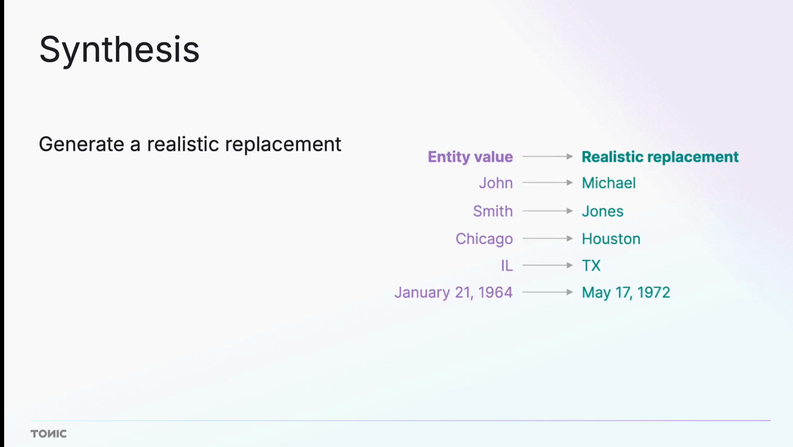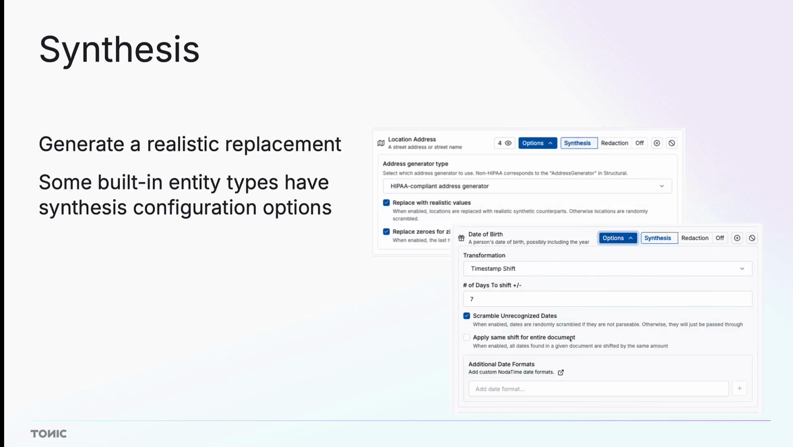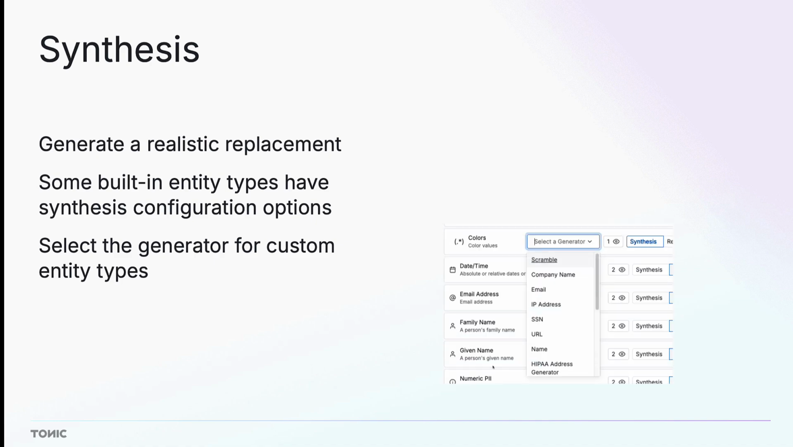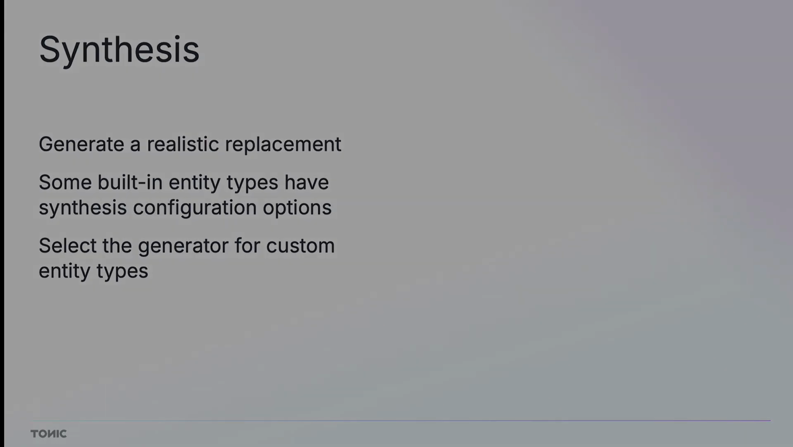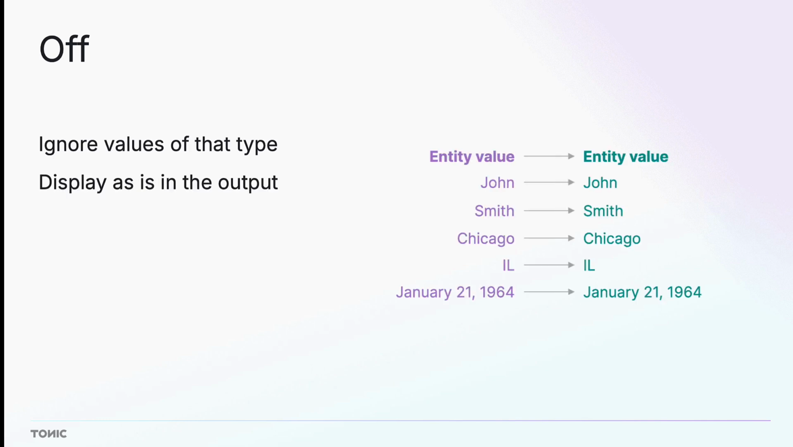You can also synthesize the values, which means that Textual generates a realistic replacement. Some built-in entity types have additional configuration for how to generate the synthesized values. For custom entity types, you can select the generator to use. Finally, you can choose to ignore values of that type. The values then display as is in the output file.